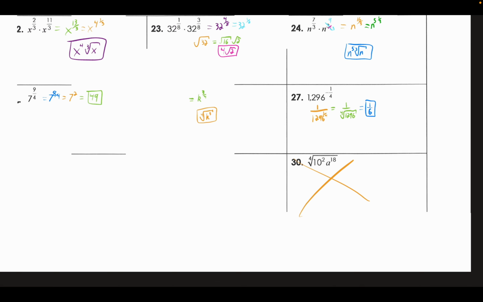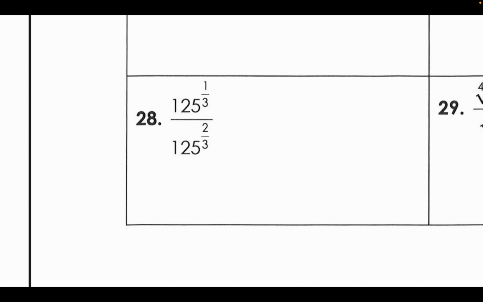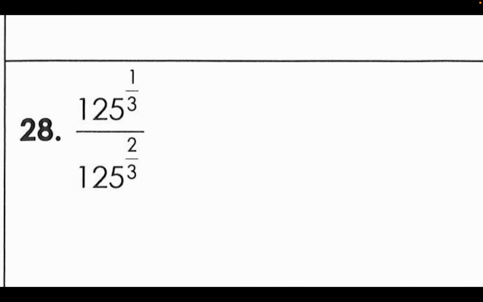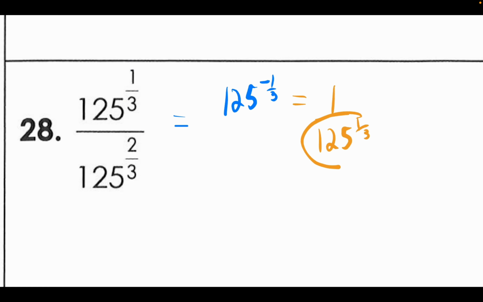On to number 28. More division here, 125 to the power of 1/3 over 125 to the power of 2/3. So we have the same base again, and so we have to subtract these exponents. And so 1 minus 2 gives us negative 1/3. Or you can always say, instead of calling it a negative 1/3, it's just going to move to the bottom anyway, so you could shortcut this blue step and say, since the bigger number was on the bottom, do big minus small, and leave your term where the bigger exponent was, which was the bottom.